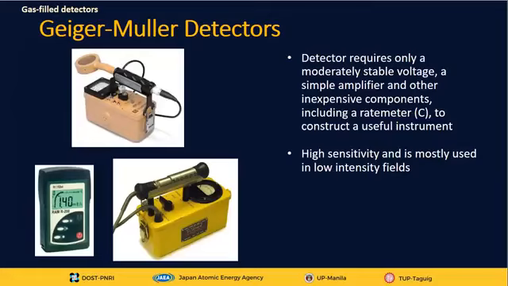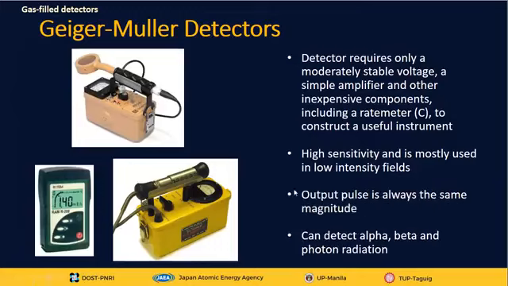So these are examples of Geiger-Müller detectors. These are very high sensitivity detectors and are mostly used in low intensity fields. They only require a moderate stable voltage, a simple amplifier, and other inexpensive components, including a rate meter, to construct a useful instrument. As I've said, the output is always the same magnitude. So basically, these detectors can be used to determine the presence or absence of radiation and can detect alpha and beta photon radiation.